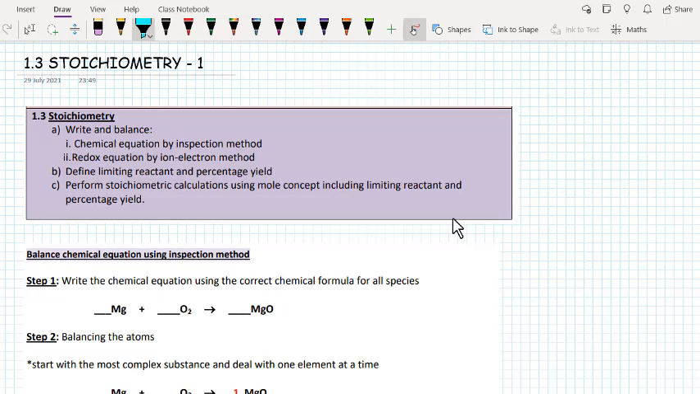Alright, so hi class. For our lesson today, we are going to look at the last subtopic of chapter 1, which is stoichiometry. So the learning outcomes over here.